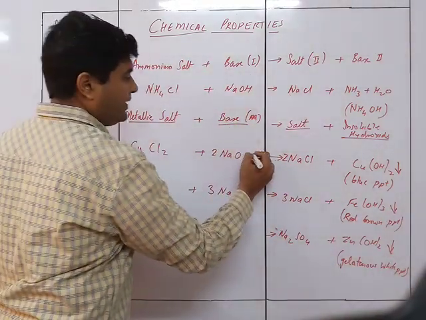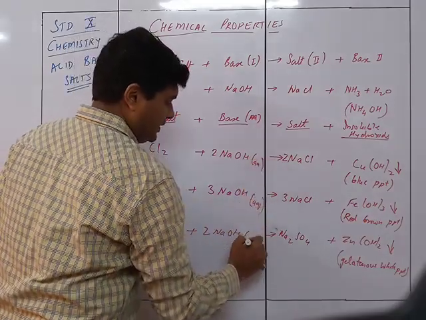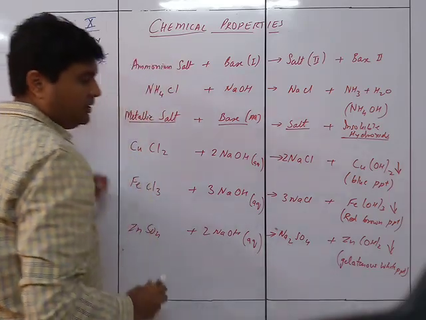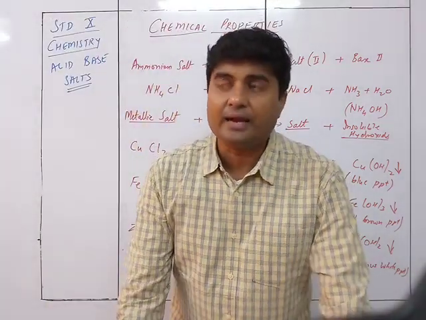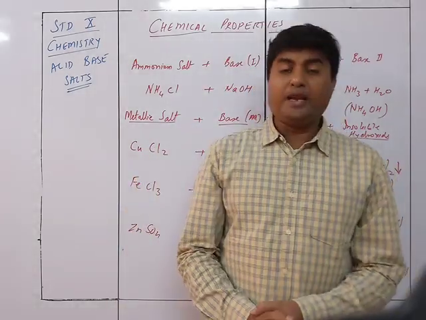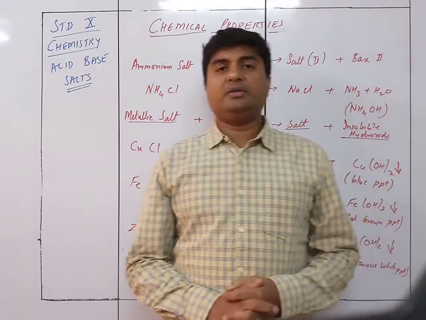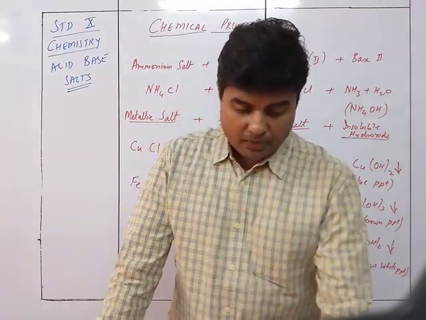Over here you can write aqueous. This is AQ, aqueous solution. So that's how we are going to write these equations. So we see here that the chemical properties of bases was helping us to find out the type of metal being present in that salt.